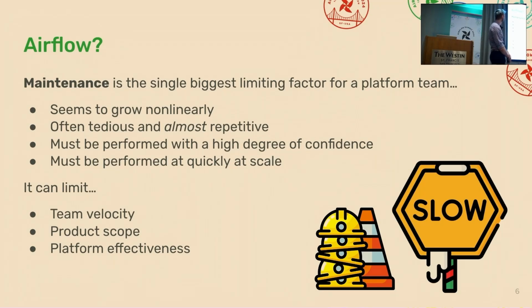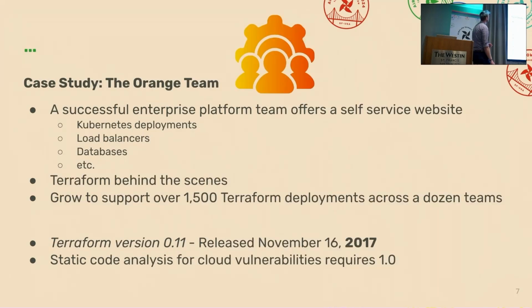But for a platform team, maintenance can really limit team velocity and limit the amount of scope that the team can take on. So one case study that I'd like to talk about, we'll call them the orange team. It sort of speaks to how this maintenance can overwhelm and limit platform teams. So this is a team that actually existed.